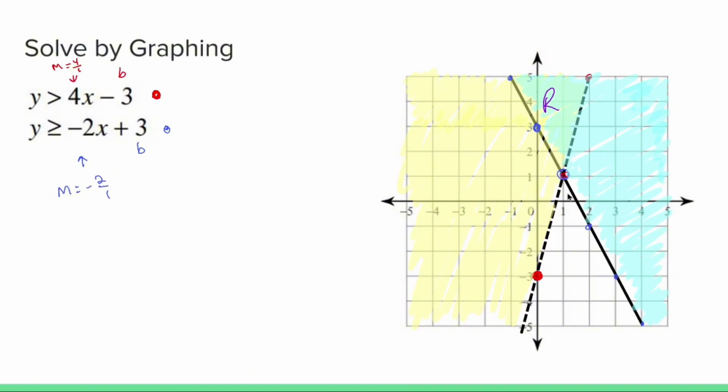So the point 1, 2, for example, right there, lives in the green, which means 1, 2 satisfies both of these inequalities. Oh, that was a close one. So that, boys and girls, is how you solve these system of inequalities by graphing. You're looking for where both shadings meet.